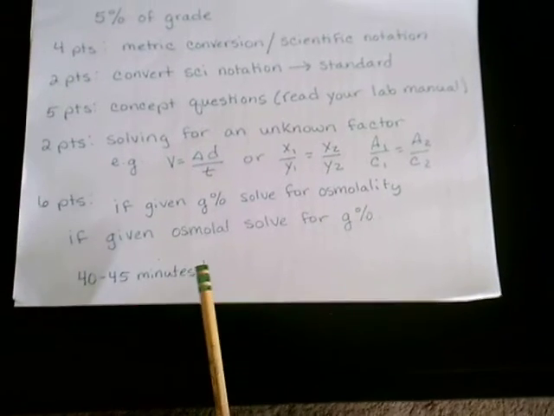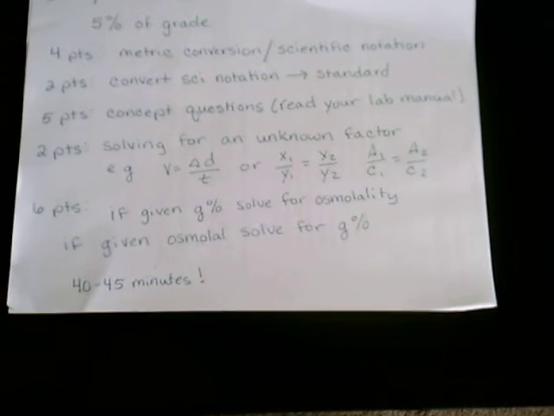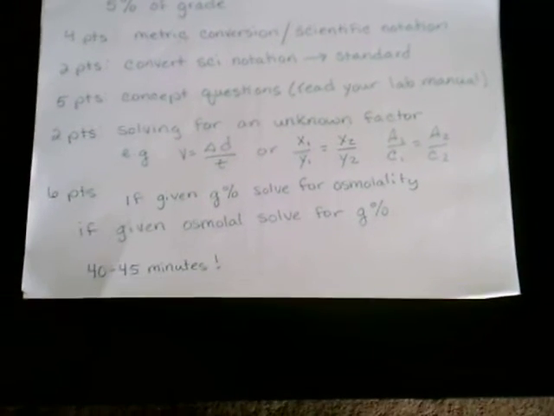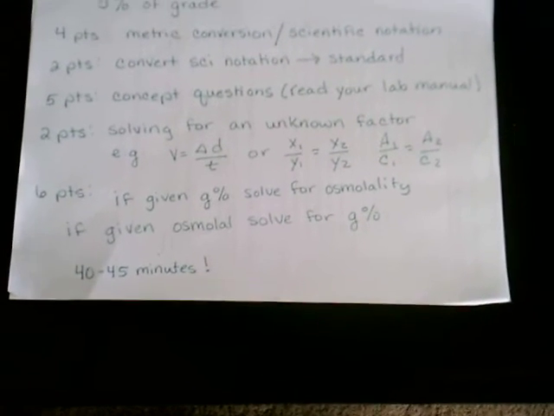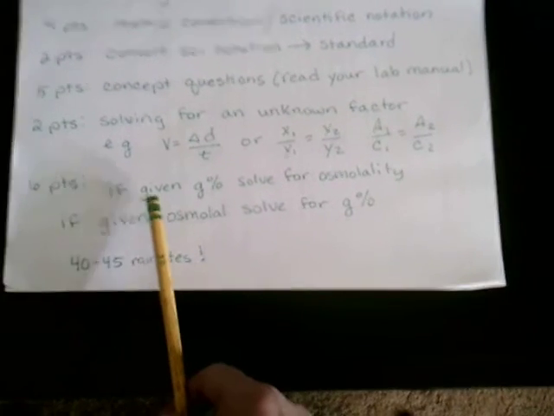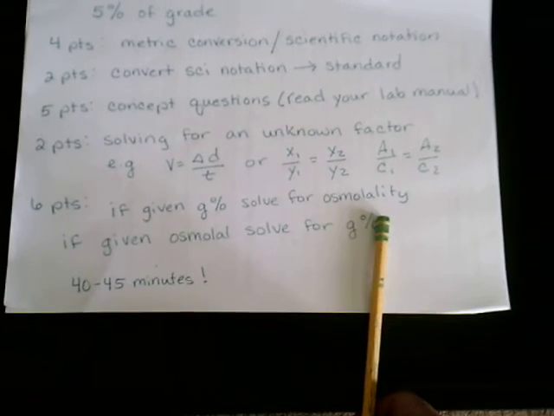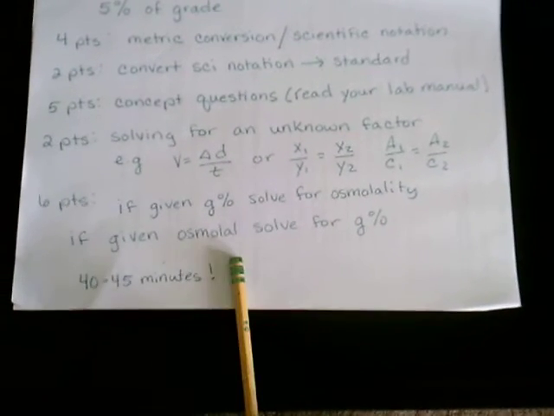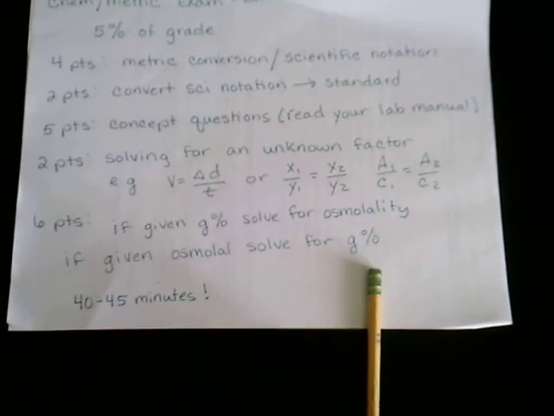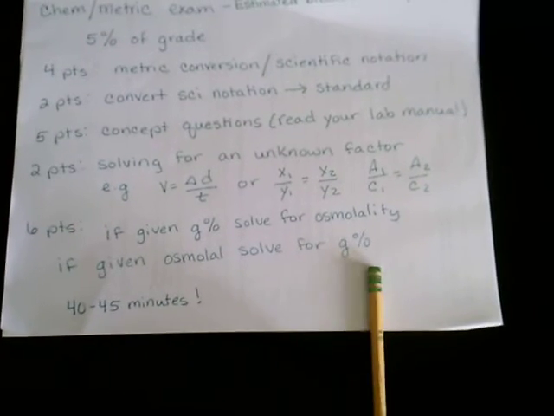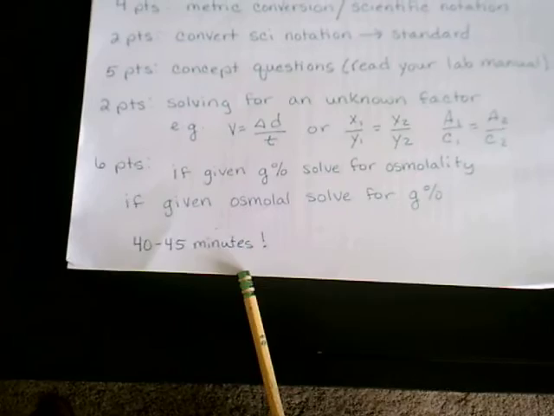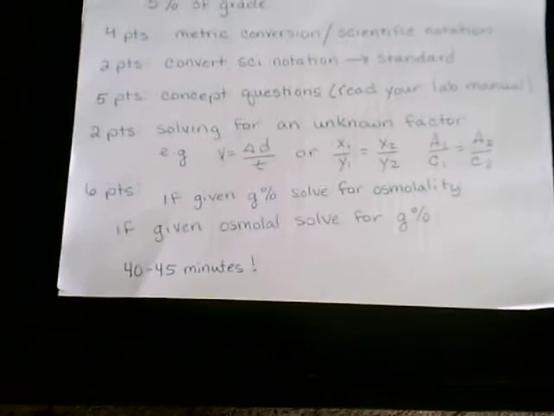And then lastly, on the back of the exam, you will have 6 points worth of written responses. 3 points will be if you're given the grams percent, can you convert to osmolality? And if you're given osmolality, can you convert to grams percent? This will also be worth 3 points. You will be allowed roughly 40 to 45 minutes to take this exam.